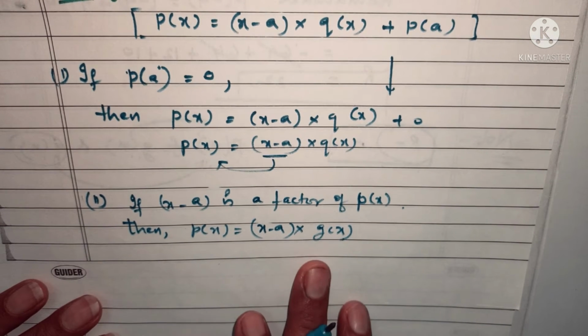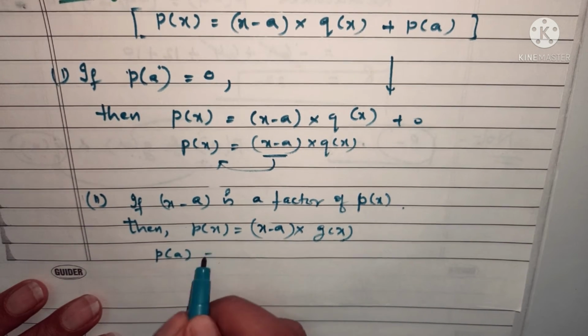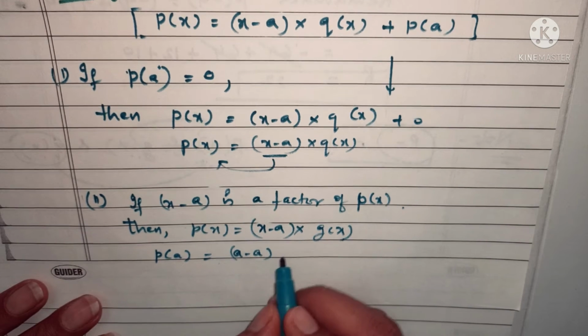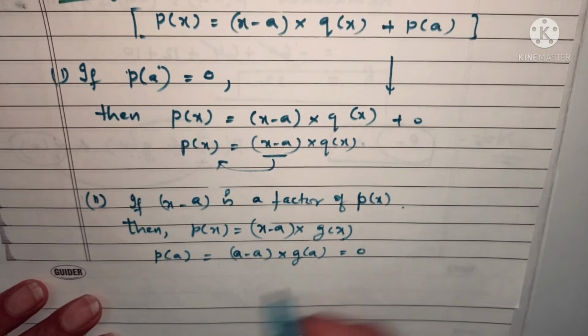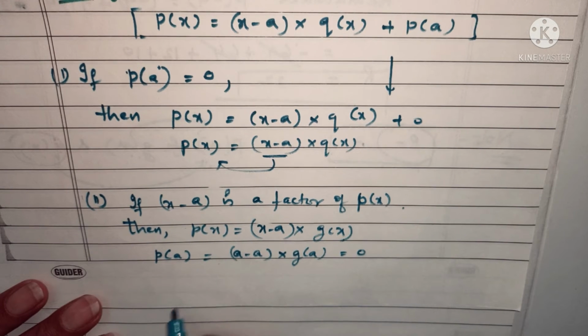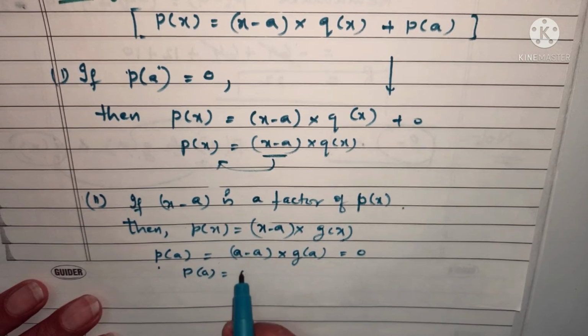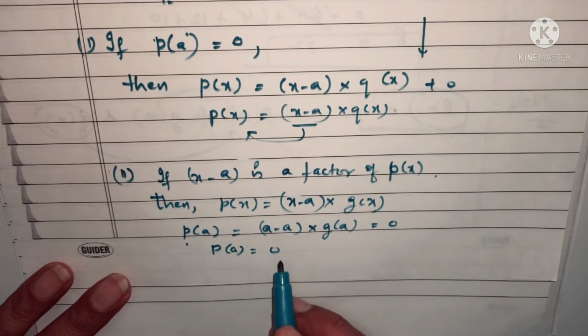So in this case what will happen? P(a) will be what? In this case P(a) will be equal to (a minus a) into G(a), which will give you what? 0, isn't it? So what does it prove? That P(a) is equal to 0. Is it or not?